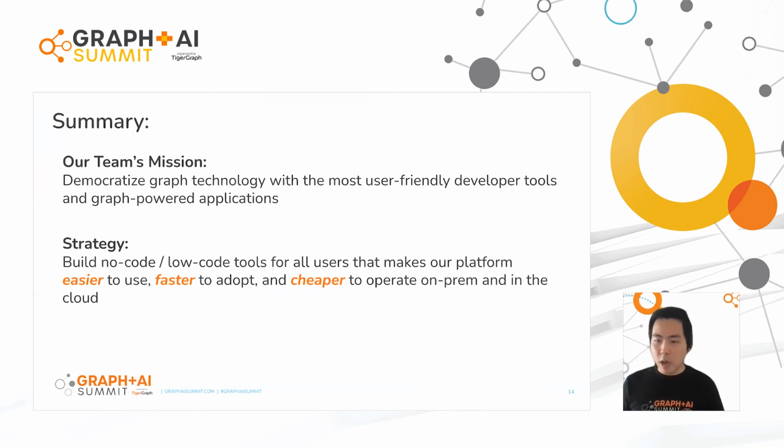So in summary, our team's mission is to democratize graph technology with the most user-friendly developer tools and graph-powered applications. What our team is doing here is to keep innovating and creating no-code, low-code tools for developers, data scientists, data analysts, executives, business users, and everyone, that make TigerGraph easier to use, faster to adopt, and cheaper to operate, both on-prem and in the cloud.